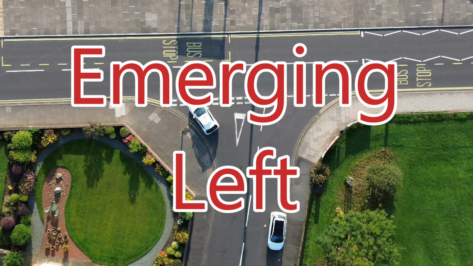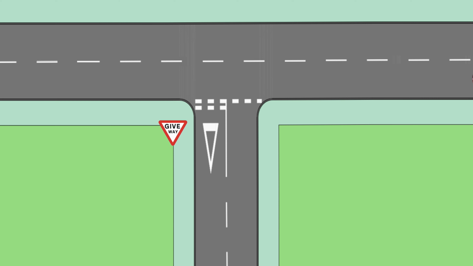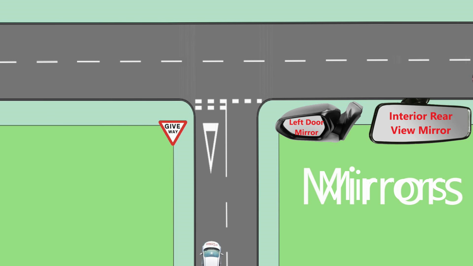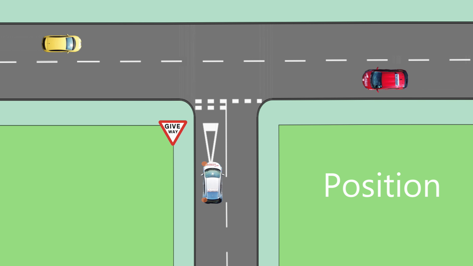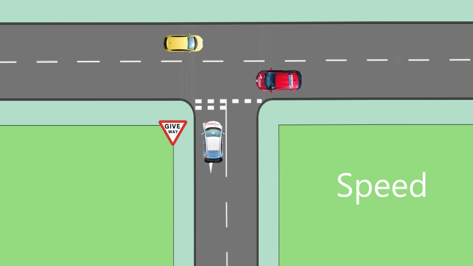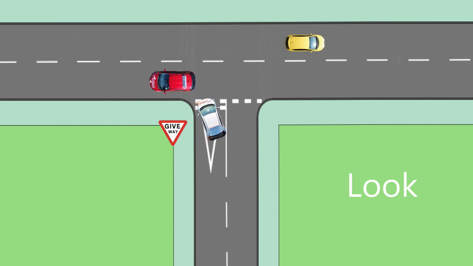Emerging left. On approach to the left turn, this is the basic procedure. Mirrors. Glance at the rear view, then left door mirror. Signal left. Position. Follow the line of the curb. Speed. Slow down for the turn.